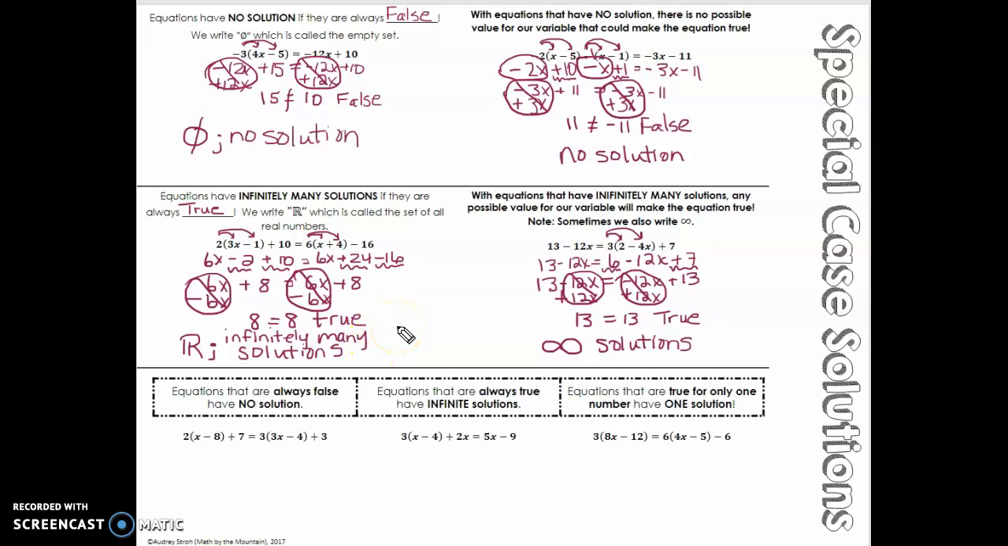So to sum it up, equations that are always false have no solution. Equations that are always true have infinite solutions. And equations that are true for only one number have one solution. That means that you're not going to cancel the variables out. You are going to be able to solve for x. Okay, I'm going to pause the video here and do a part 2, and I will do these 3 examples on the bottom.